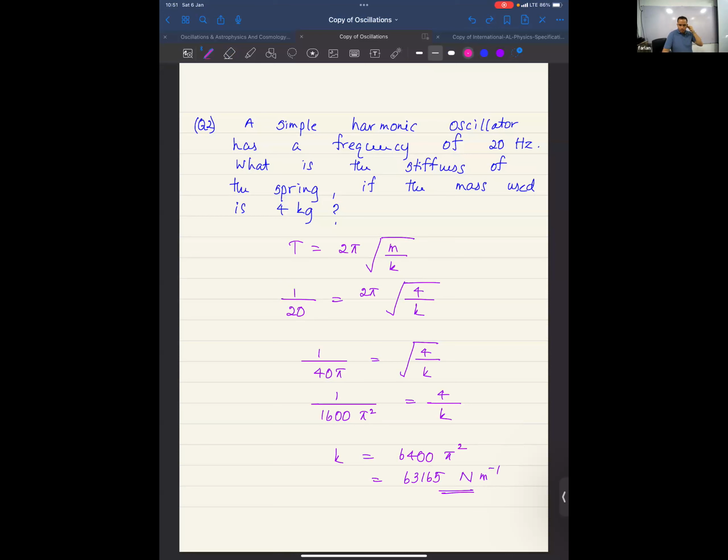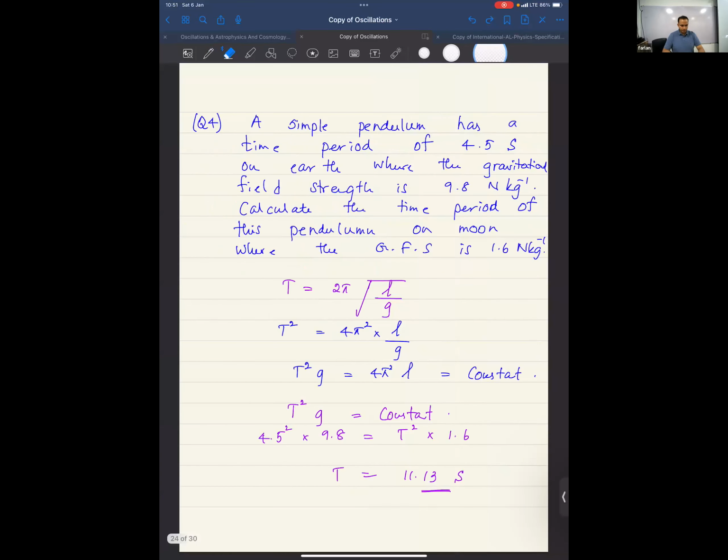So use T equals 2 pi square root of m over k. Frequency is 20, means the time period will be 1 over 20. 2 pi square root of m, m is 4, so square root of 4 over k. From that you need to get the k subjected. 63,165 newtons per meter. Okay. The next one.